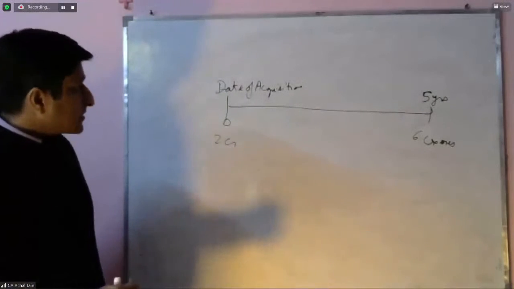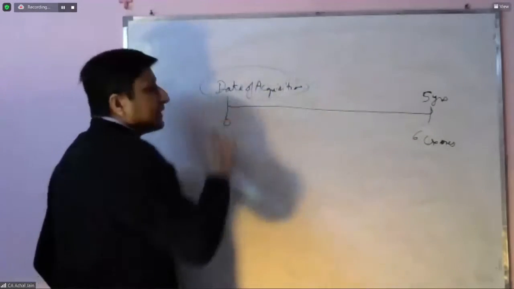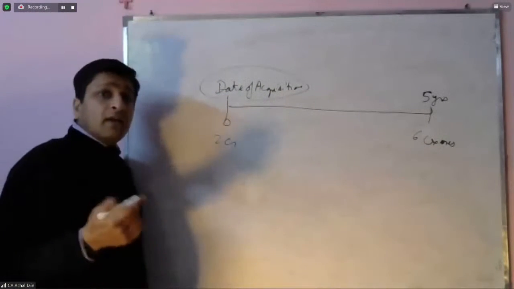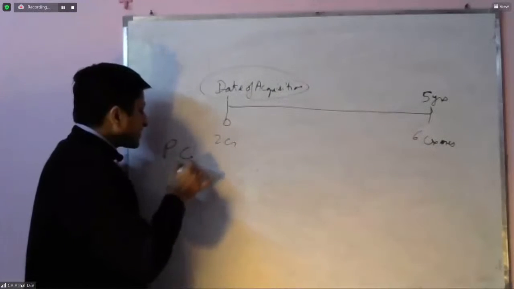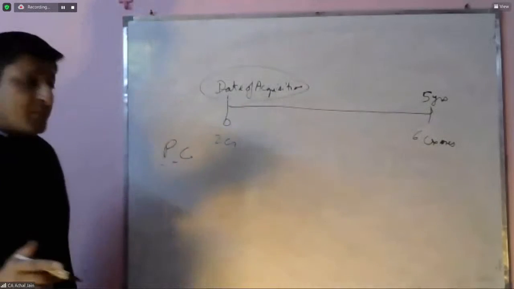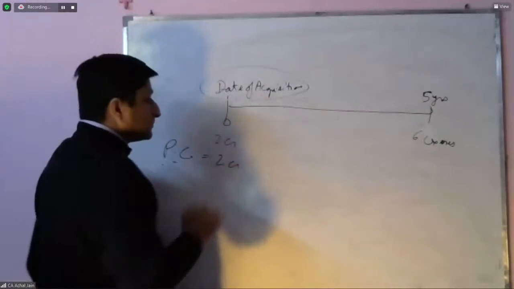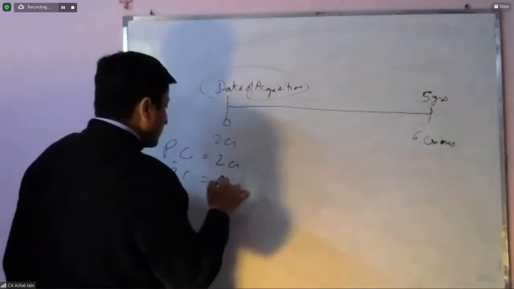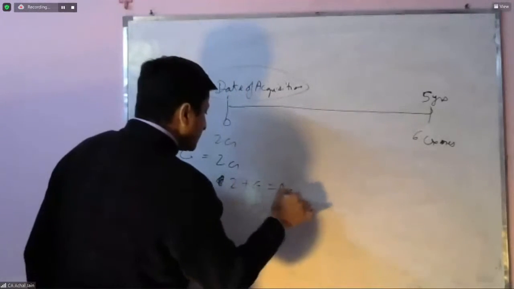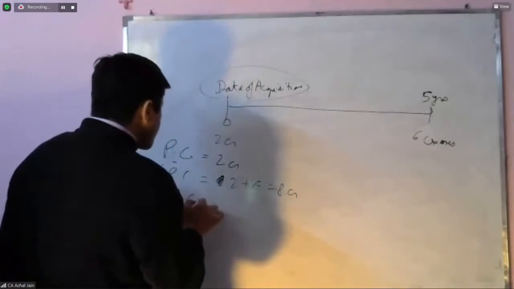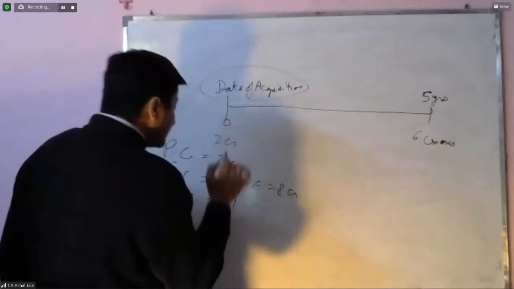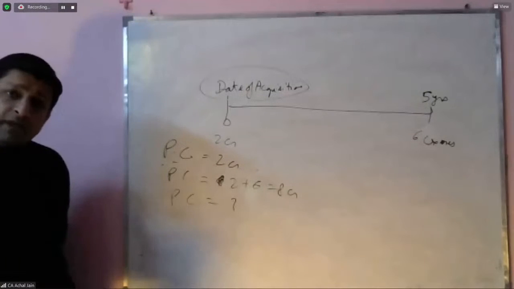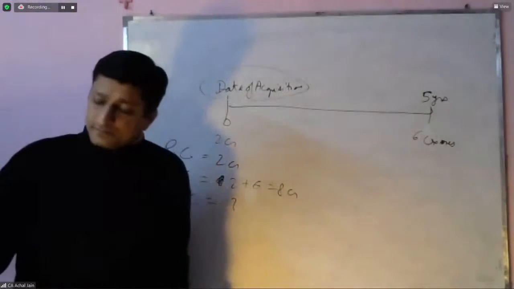Now the question arises that on this date of acquisition, when we are following acquisition method of accounting, what should be the total value of purchase consideration? Should we say our purchase consideration is only 2 crore? Should we say our purchase consideration is 2 plus 6, 8 crore? Or should we say purchase consideration is any other number? Okay, understood the requirement of the question?